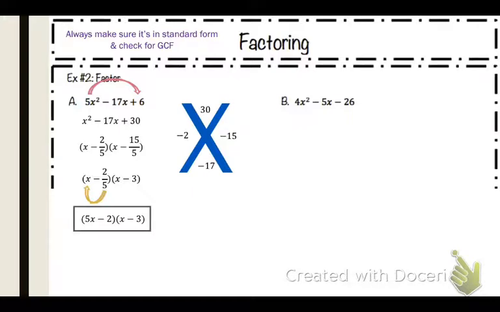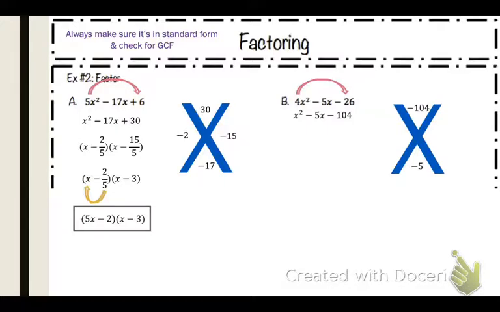Okay, let's do this next example. So again, we're just going to slip that 4 over. So 4 times negative 26 is negative 104. We're going to use our x. The top number is negative 104. The bottom number is negative 5. So we need to see what will multiply to be negative 104 and add to be negative 5. I'll just tell you, it's negative 13 and 8. Okay, so those factors become x minus 13 and x plus 8.